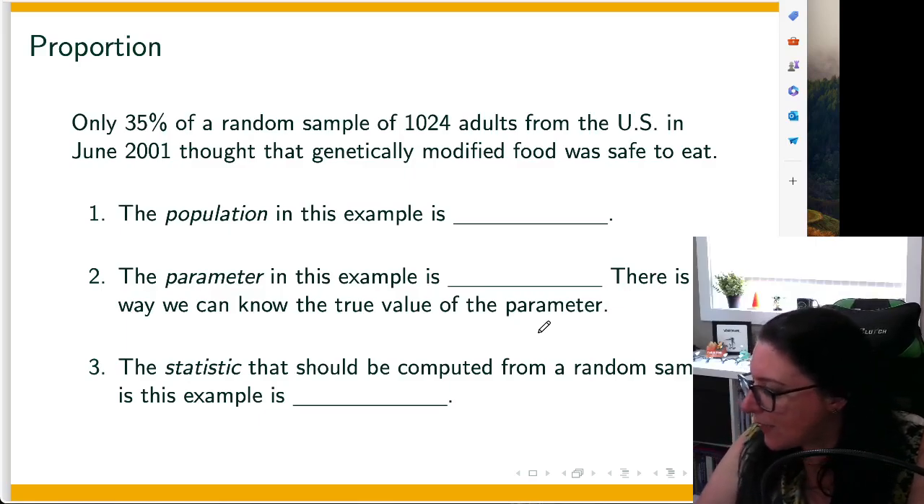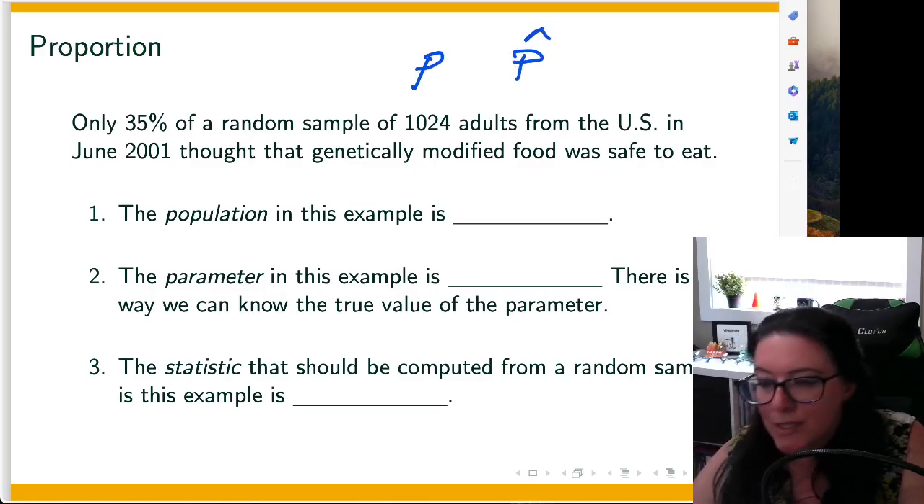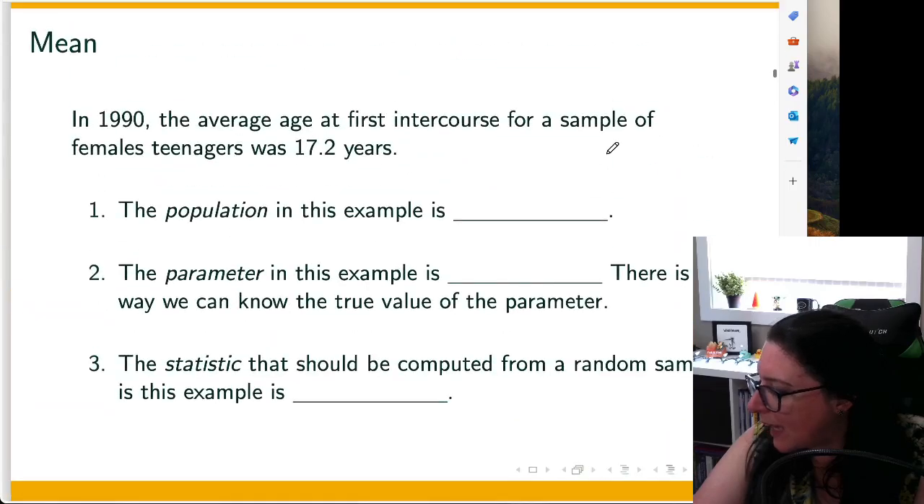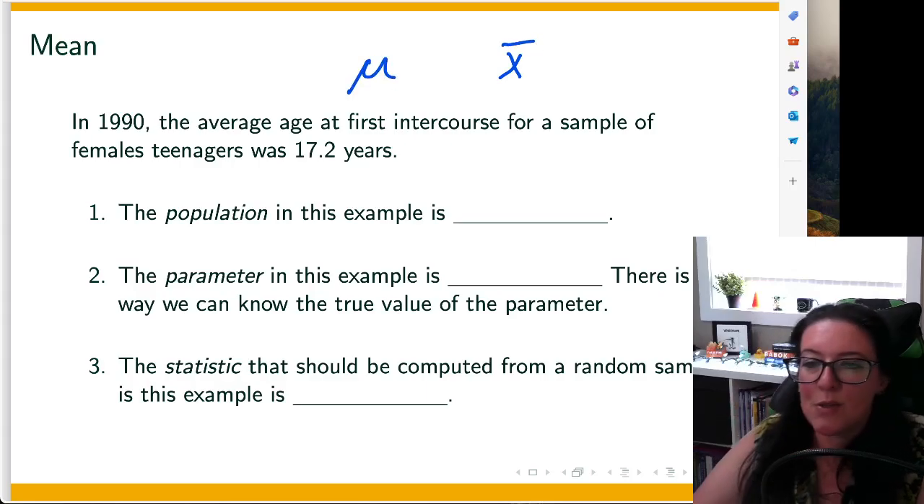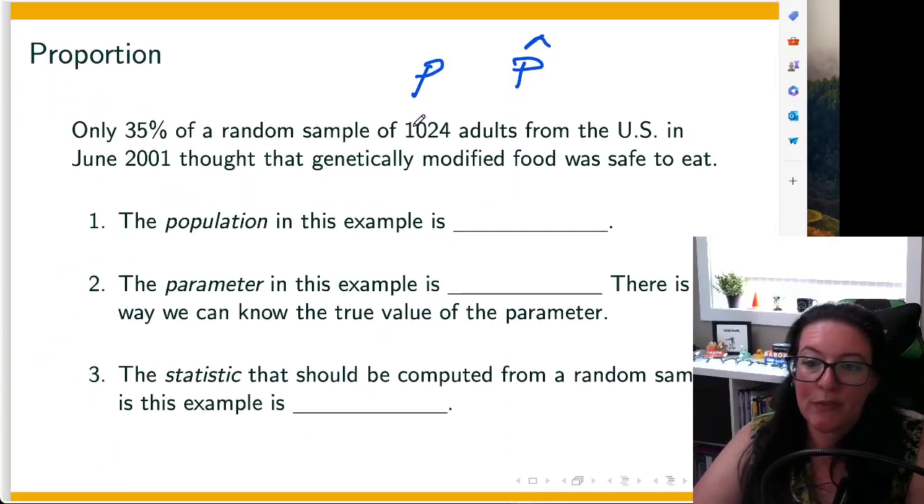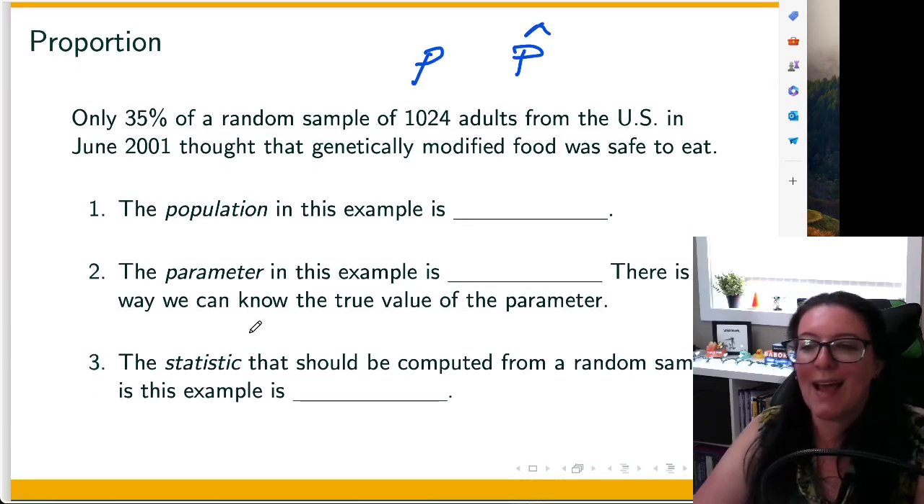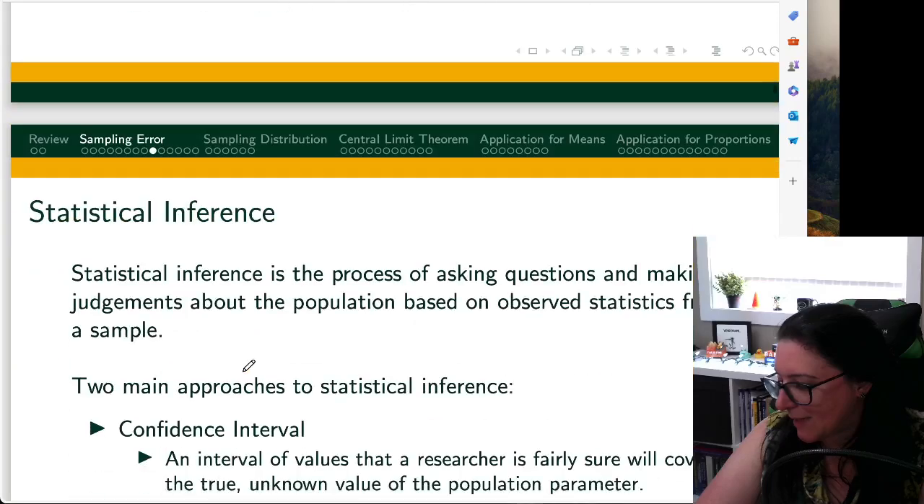And so if we're looking at this example here, the parameter is going to be P, and the sample statistic is going to be P hat. And if we're looking at the average, the sample statistic is going to be X bar, and the mean for the population is going to be mu. So you need to be able to identify what is the population of interest, how are we summarizing that population of interest, that's the parameter, and then what are we going to use to try to estimate that unknown parameter, and that's going to be the sample statistic.